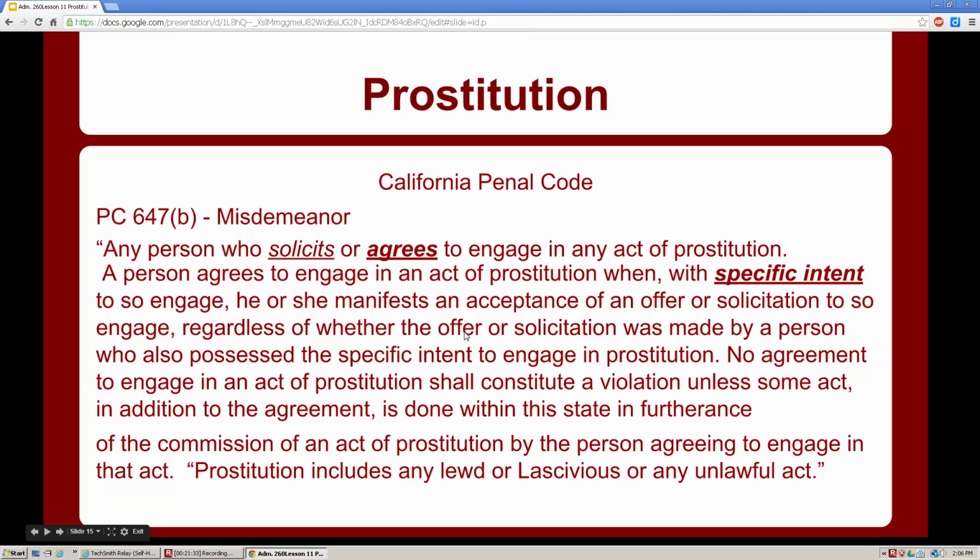So in this line here, if a solicitation was made by one person, the second person declined, that first person is still liable for solicitation. So you don't have to have the completed act of intercourse or sexual contact to be guilty of solicitation or actual prostitution. So part of the law includes lewd and lascivious or unlawful acts. So again, there's a number of different open, ambiguous terms, if you will, that come into play with this penal code section.